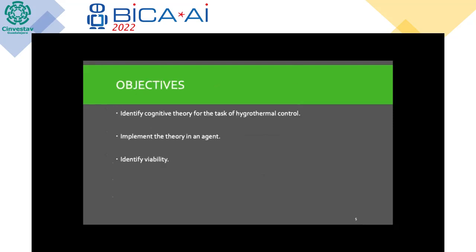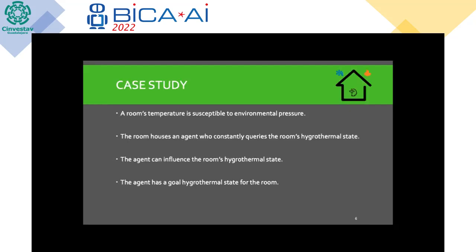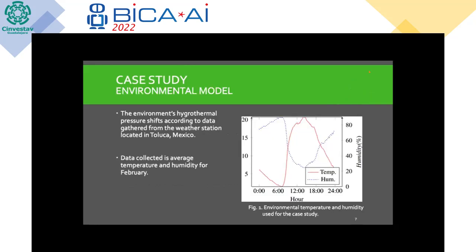Our objectives with this study are, first, to identify a cognitive theory for the task of hydrothermal control, implement this theory in an agent, and identify its viability for the task. For this study, we proposed the following case study: a room's temperature is susceptible to environmental pressure. The room houses an agent who constantly queries the room's hydrothermal state and can actively influence it. This agent has a goal state for the room, and we begin with each one of these elements.